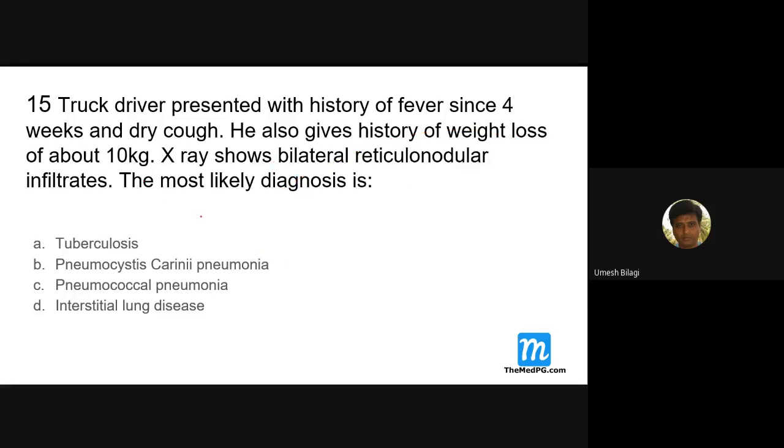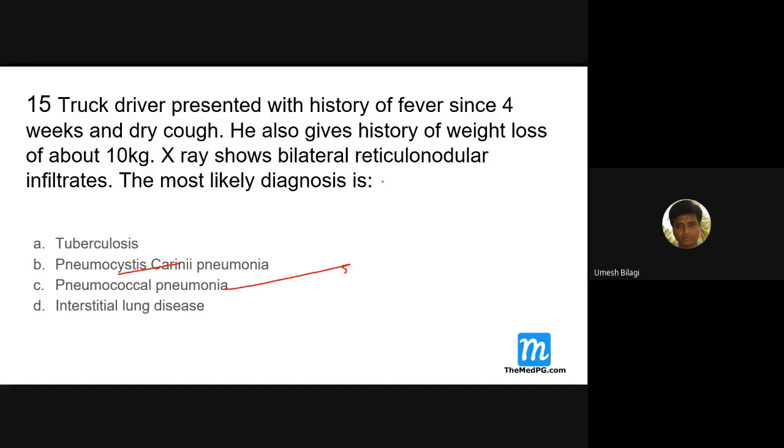Now, so he's a truck driver. Of course, there's no mention of long distance here. Anyway, we'll take it. So this patient has come with a dry cough. So what do you get in tuberculosis? It is a cough with sputum. A productive cough is unlikely here. Dry cough. So Pneumocystis carinii, we'll come to that later.